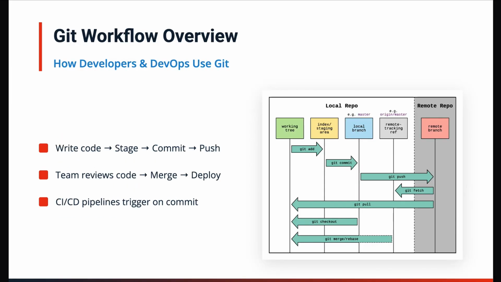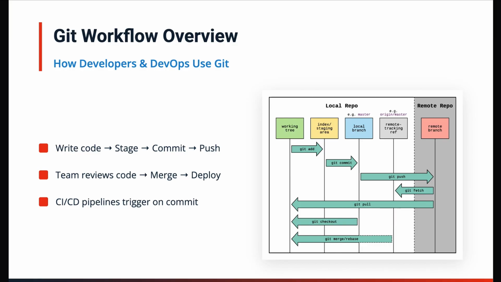Now let's walk through the typical Git workflow you will use in DevOps. A developer writes some code, then they stage it using git add, then they commit it with a message describing the changes, and finally they push to GitHub. This is the basic flow that happens thousands of times a day in a real team.